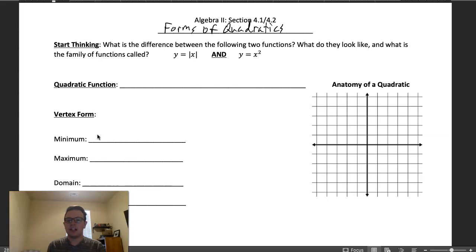Welcome back, folks. Today we're going to be starting Chapter 4. Chapter 4 is going to be all about quadratics, and we're going to start with the forms of quadratics.